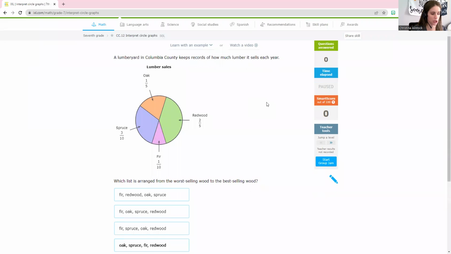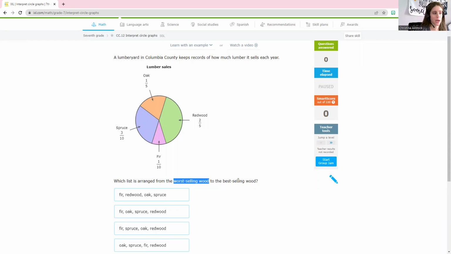A lumber yard in Columbia County keeps records of how much lumber it sells each year. And we have our different sections, they're color coded, they're labeled, and we have numerical data. And in this case, our numerical data is represented as fractions. Which list is arranged from the worst selling wood to the best selling? So we want the worst to the best.